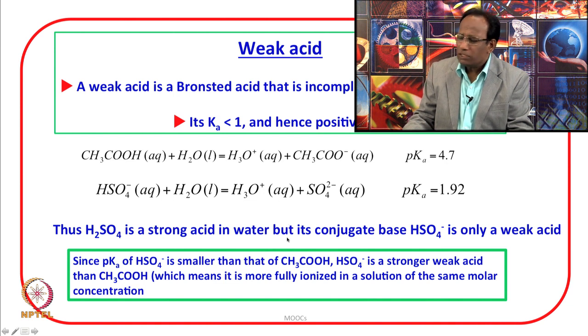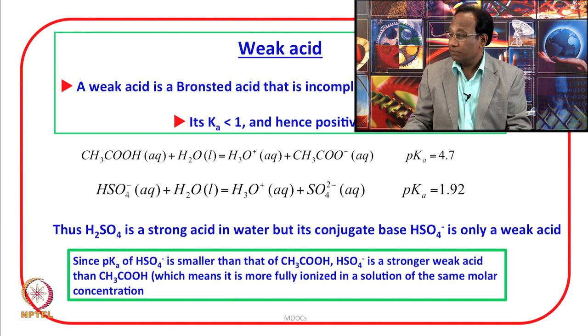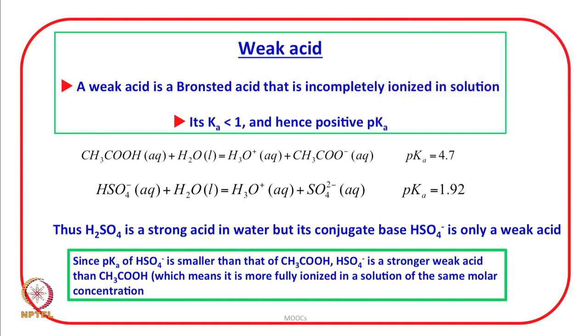So, this kind of information is available once we have the values of pKa. We can comment upon their acidity, or we can comment upon their proton donating abilities. Now, let us talk about weak base. What is a weak base? A weak base is a Bronsted base that is only partly protonated, not fully protonated, it is partly protonated.